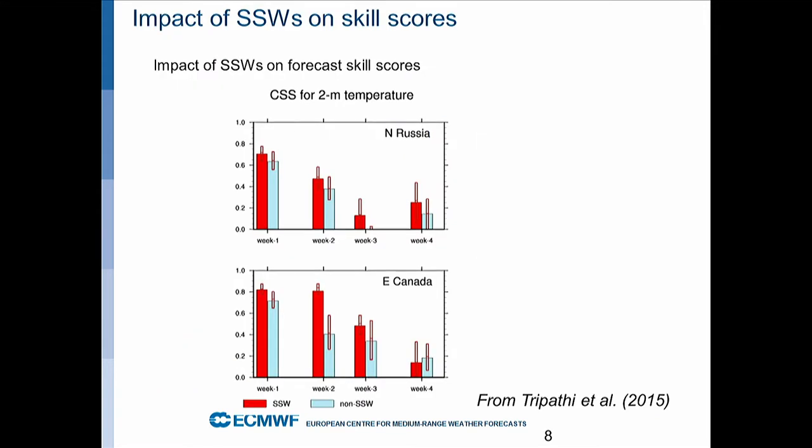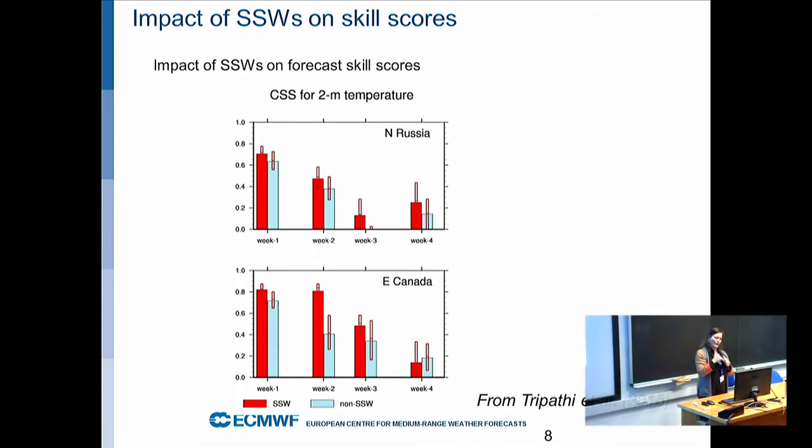So, as I said, when we do this conditional skill, we don't look only at the tropical and subtropical interaction. We try to really look at all the sorts of predictability. In this case, this is work from Pati et al. in 2015, in which they stratified the skill as a function of whether you have stratospheric sudden warming or not. So here we are looking at the conditional skill associated with the effect of the stratosphere.